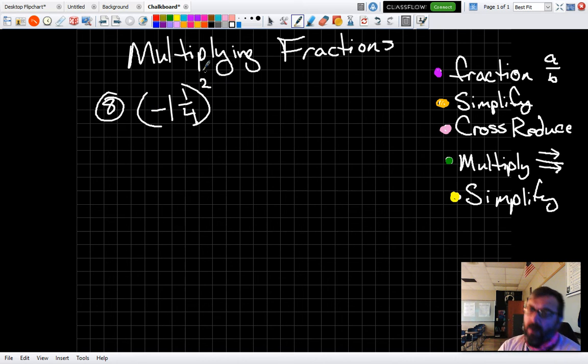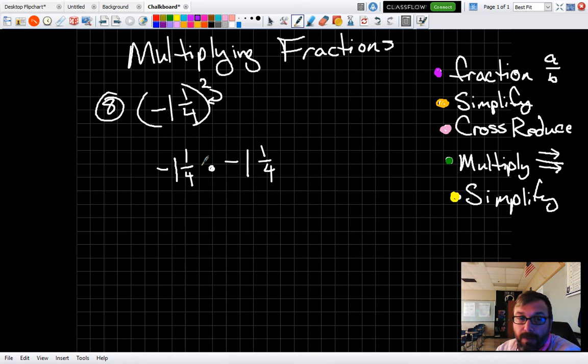Now this exponent may look like it's something more than multiplication, but it's really not. Exponents are just telling us how many times we are going to multiply whatever that is times itself. So this is really saying there are 2 of these. So we have negative 1 and 1/4 times negative 1 and 1/4.